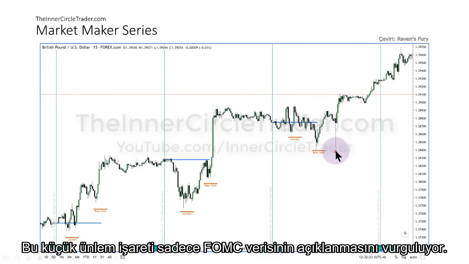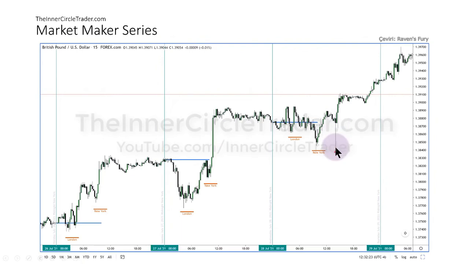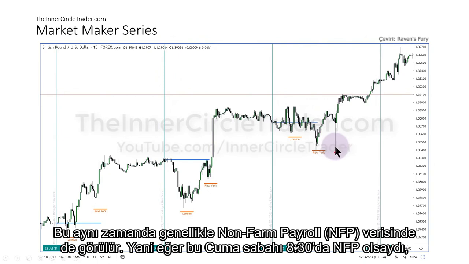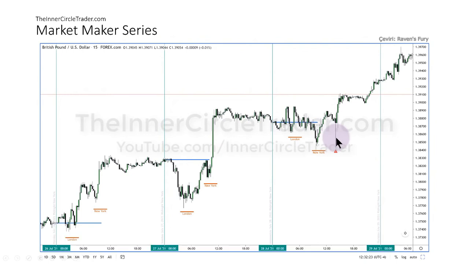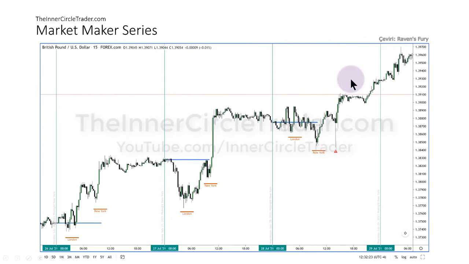This little exclamation point is just highlighting the release of FOMC data. Okay, so this is 2 o'clock in the afternoon, New York time. Expect the volatility, and even though we had the run below these lows here and started to rally up, this is classic FOMC. This is exactly what non-farm payroll does generally too. So if this was 8:30 in the morning on a Friday on non-farm payroll, this is what you would expect to see on non-farm payroll, if you're in an underlyingly bullish market, same scenario.